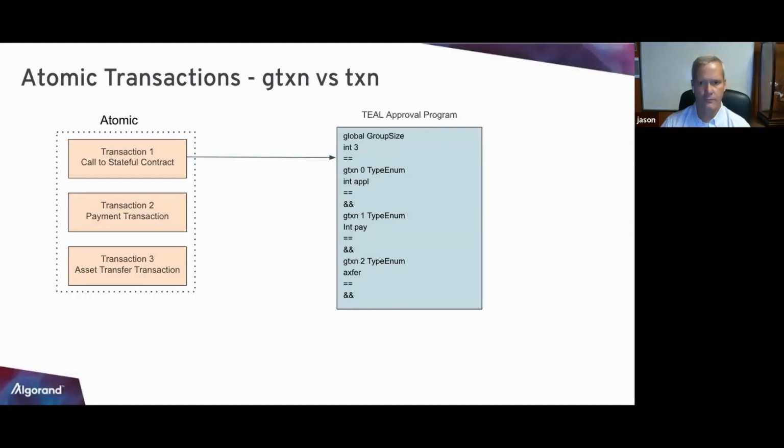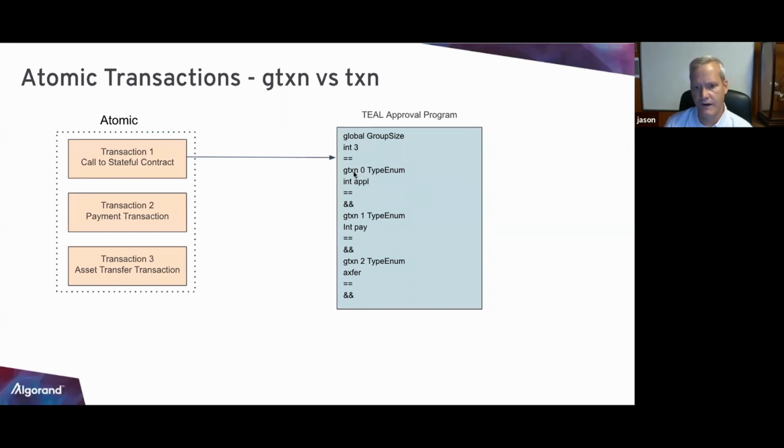Okay, now let's talk a little bit about atomics. You've been seeing this word TXN everywhere. Now let's talk about GTXN. GTXN allows me to specify which transaction in a group. So in this particular case, the only difference is I have to add an index after the TXN word. First thing I'm checking is the group size, saying, okay, are there 3 transactions in this group? Okay, there are. Let's move on to the next condition.